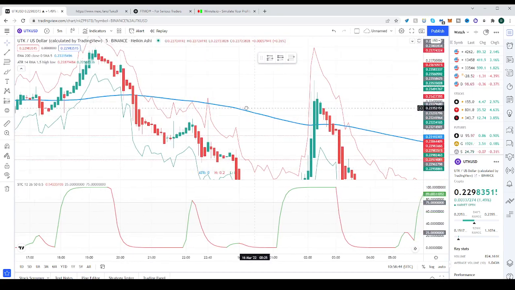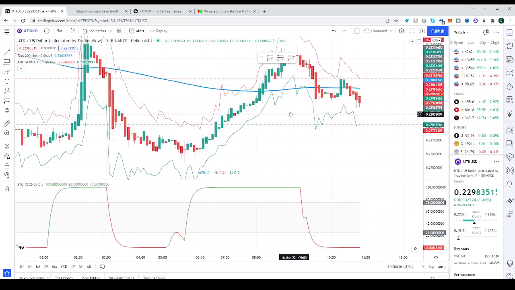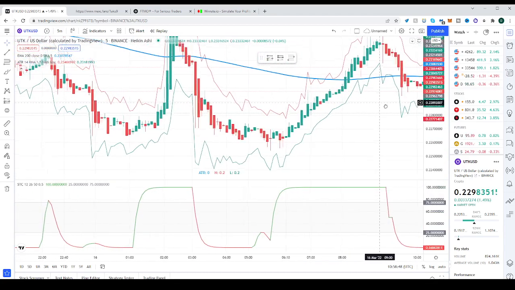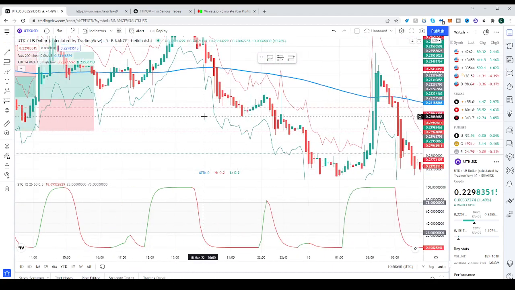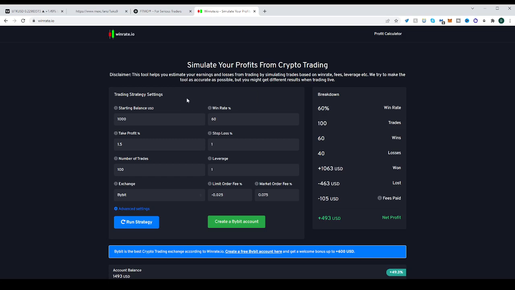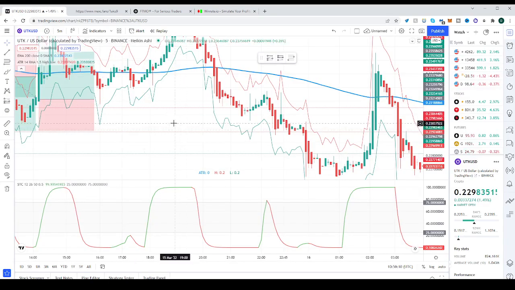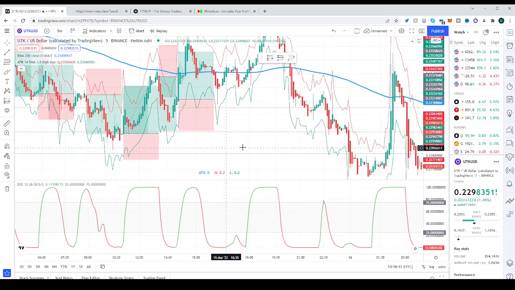So pretty much you can combine all of these indicators to have a relatively successful strategy. And if you can manage at least hitting like 60%, as you can see, you have a very good net profit just by taking 1.5% profit and your stop loss being at 1%. So that's pretty much for the STC indicator.